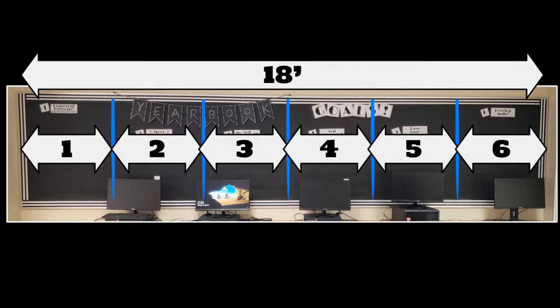The board is 18 feet long, so I needed 6 because 18 divided by 3 is 6. Then I measured the board height, which is 4 feet, and used my yardstick to measure 4 feet as I was unrolling and cutting the 6 pieces of paper off the roll.